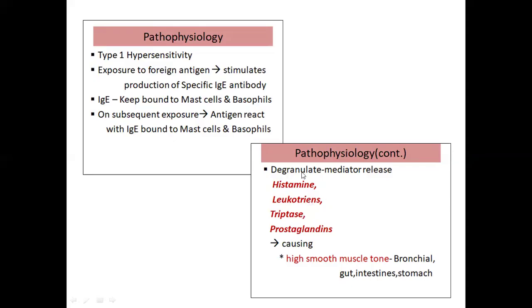The main chemical that is going to cause problems in anaphylaxis is histamine. So what are the actions of histamine in anaphylaxis? It is causing smooth muscle spasm, causing bronchospasm, and gut muscle spasm causes abdominal pain, and intestinal spasm also causes diarrhea and sometimes vomiting. So that is the first action of histamine.